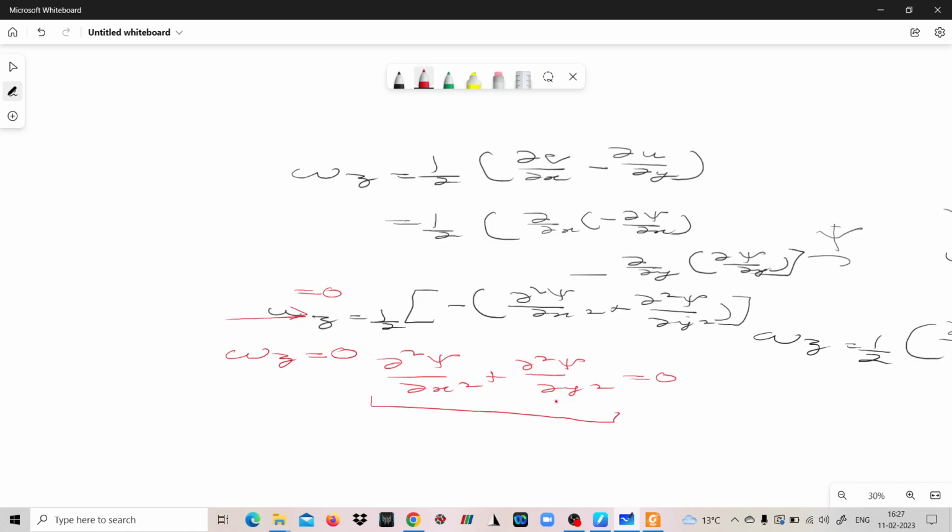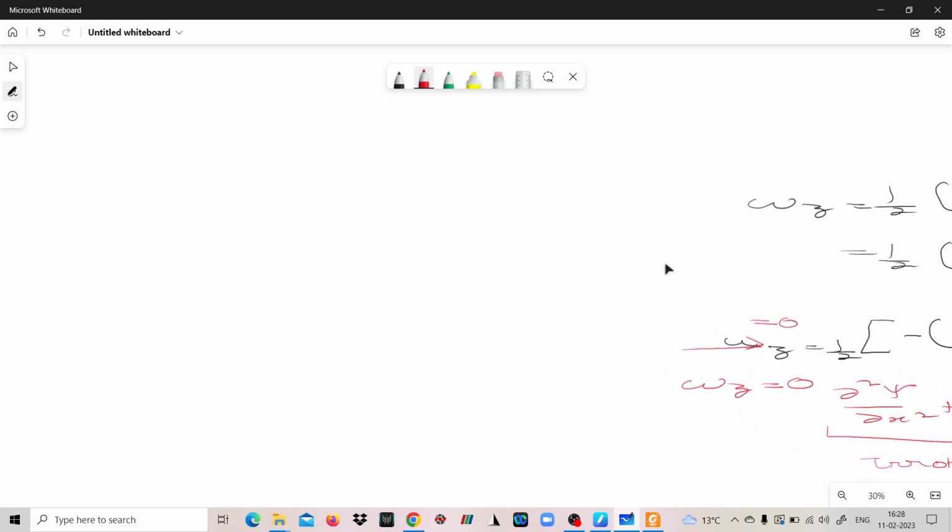Merely the existence of psi does not tell us anything about whether the flow is rotational or irrotational. However, if psi satisfies Laplace equation, then we can say with certainty that the flow is irrotational. So this is all about phi and psi. The next important thing that we have seen in this particular week's lecture is about Bernoulli's equation.